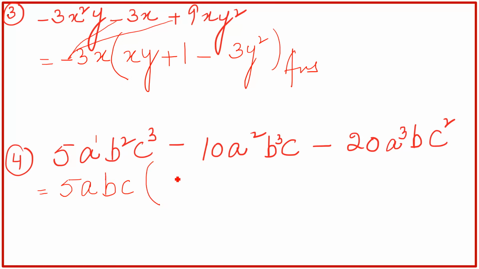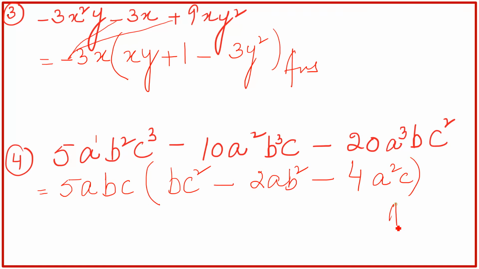5A B here, BC square. Minus 5 2 times 10 AB square. Minus 5 4 times 20, then A square and C. And this is the answer.